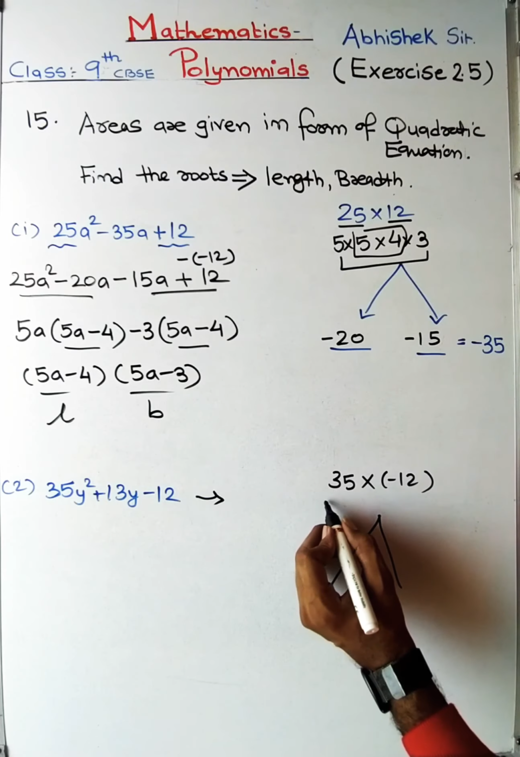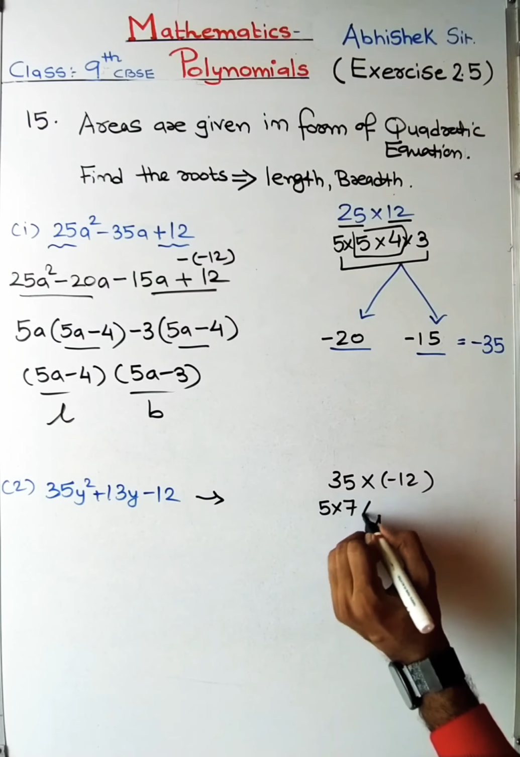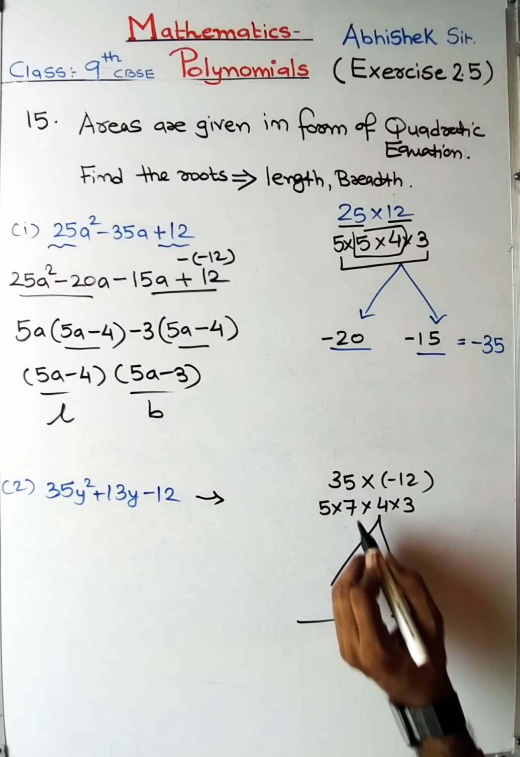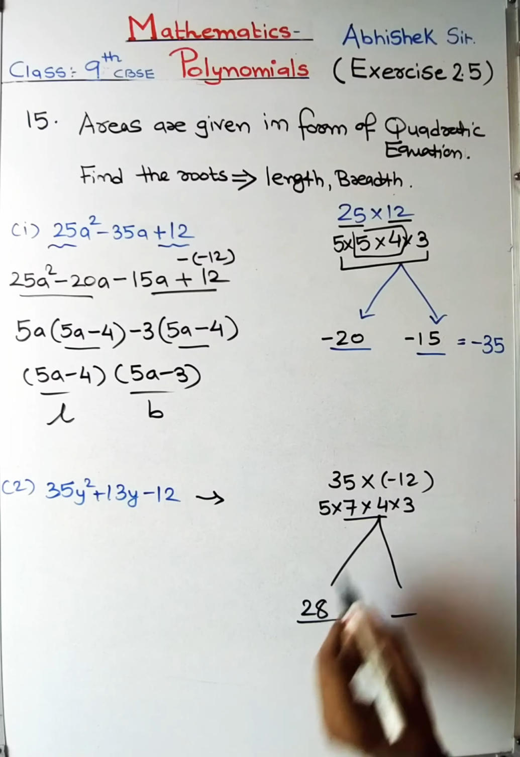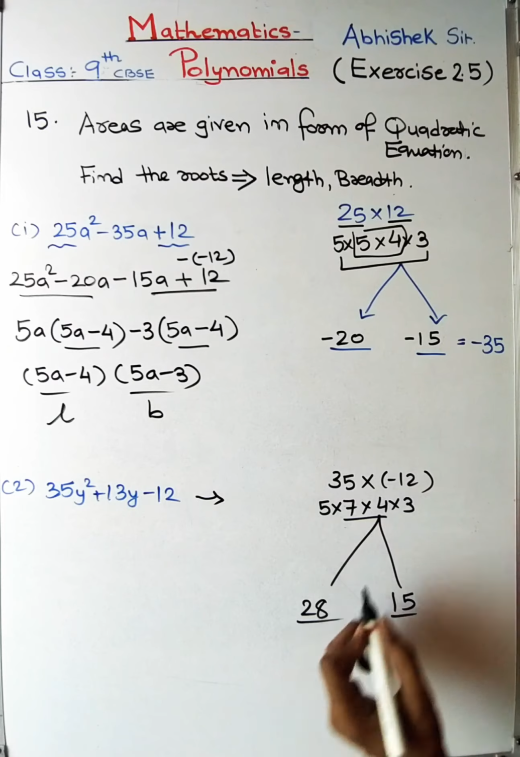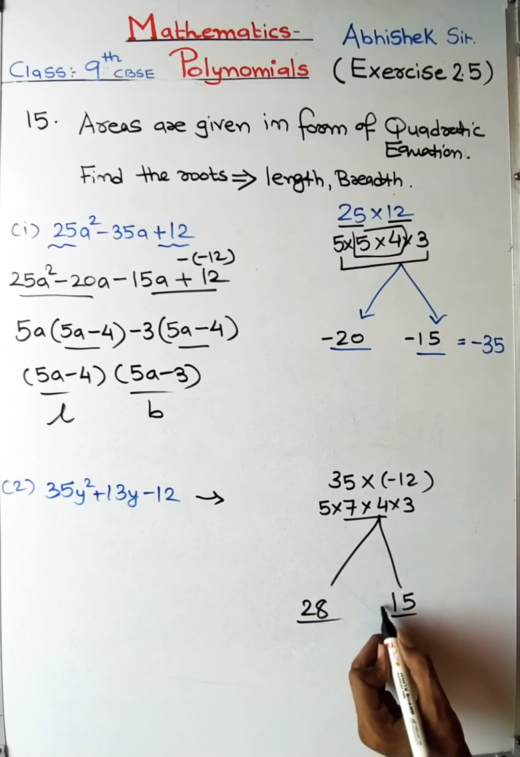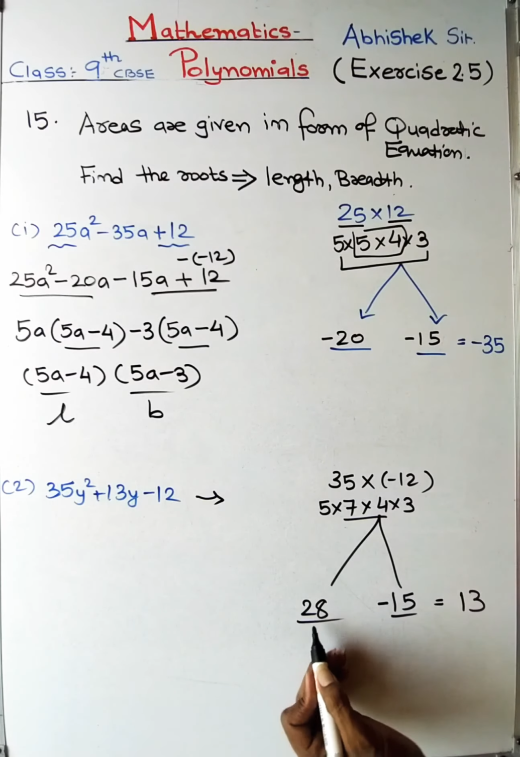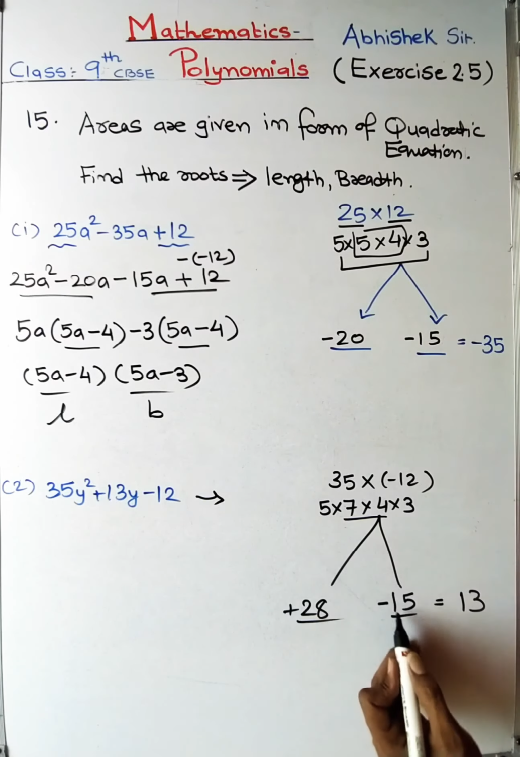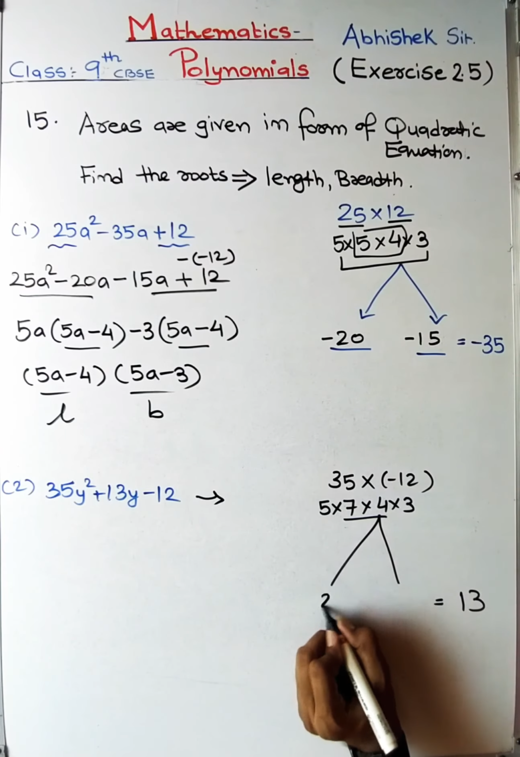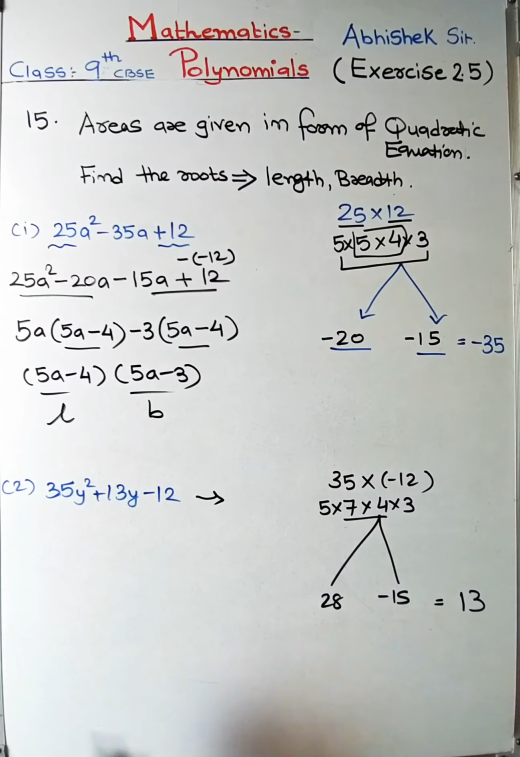That is 5 into 7 and 12 can be written as 4 into 3. So can we have these two numbers, like 7 4s are 28 and 5 3s are 15? Why these two numbers? Because whichever place we put the minus, the final answer we want is 13. So the first number, the highest number, will be positive and the next number will be negative. So 28 minus 15 will be 13, right?